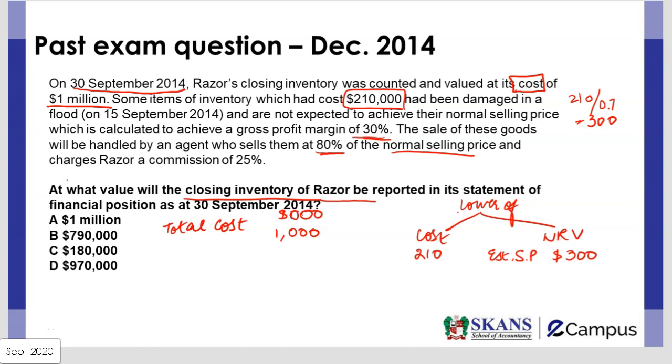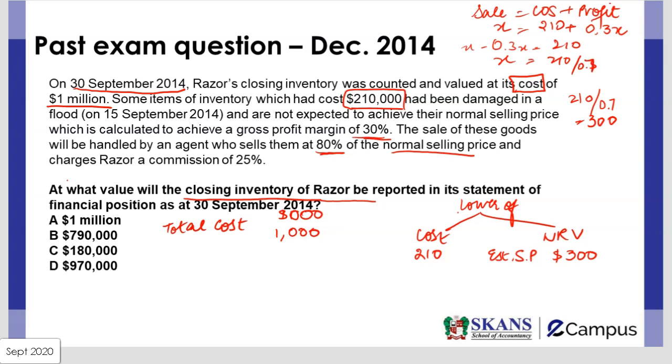is suitable for you. A foolproof method is that you write the complete equation: sale is equal to cost of sales plus profit. You can put in the cost, you can put in the profit. If the sale is X, the profit is 0.3X. You can rearrange this figure. 0.3X is equal to 210. So X is now going to be 210 divided by 0.7. And this is going to be our selling price of 300.